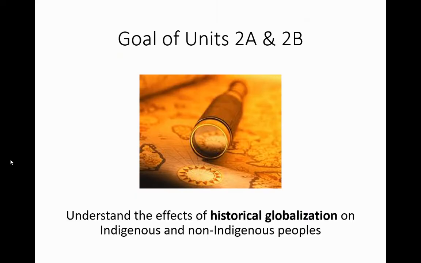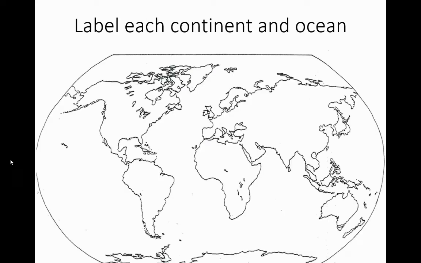Okay, so units 2A and 2B have the same goal. The goal here is for students to understand the effects of historical globalization on both Indigenous people and also on non-Indigenous peoples. This will make sense to you as we get through the unit.